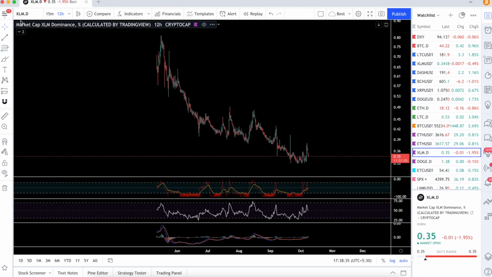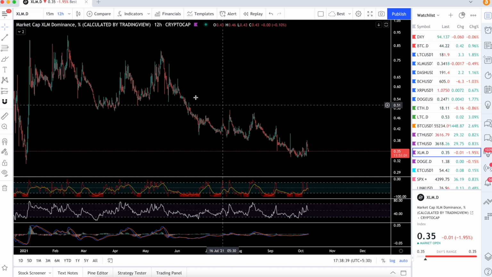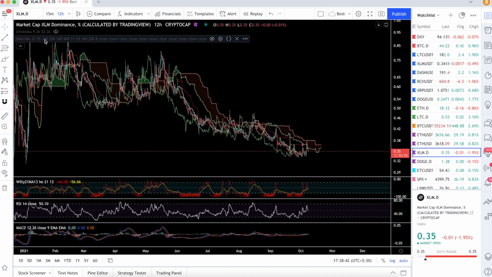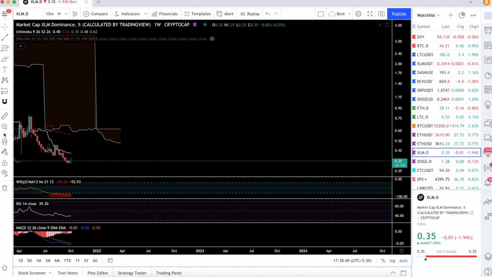And this is evident on the Stellar Lumens dominance chart, XLM.D, which seems to be bottoming out. Here you can see that the MACD is about to curl up, and this indicator also shows that we are bottoming out. RSI also looks bottomed out to me, and I am expecting a very powerful move to the upside by Stellar Lumens in the coming weeks or so. A very strong pump from Stellar Lumens.